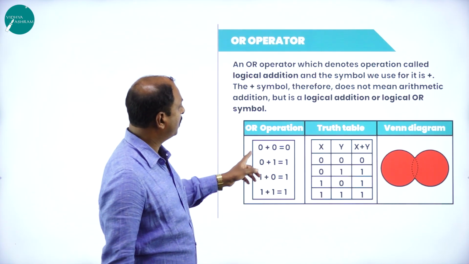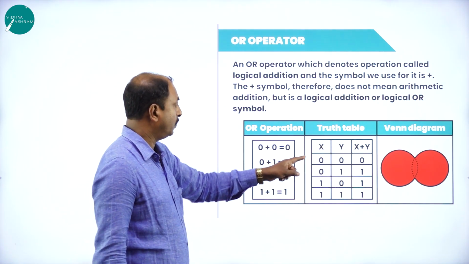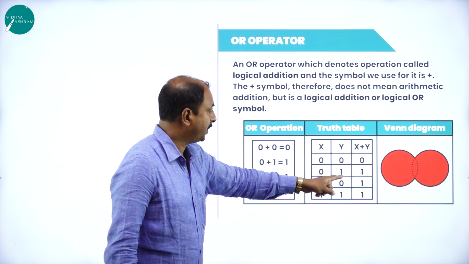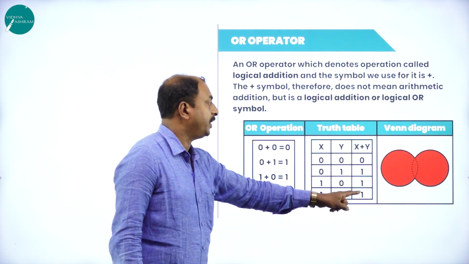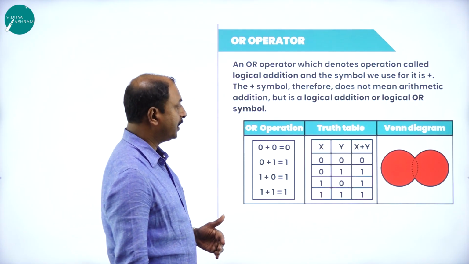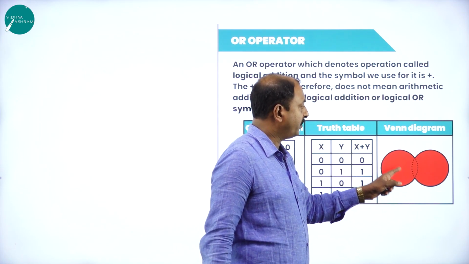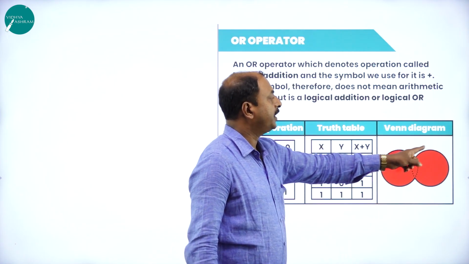So here accordingly, for the combination 0 0, the output will be 0. 0 plus 1 is 1. 1 plus 0 is 1, and 1 plus 1 is 1. So this is called the OR operation. And here, this is a Venn diagram. Here we are representing these operations by using a Venn diagram.